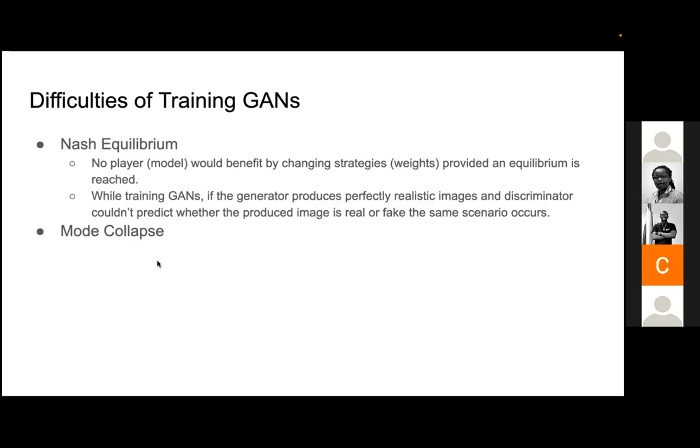Actually, if you have listened to the presentation perfectly, it actually gave an example of mode collapse. Give me a minute, I'm looking up a mode collapse example on the internet.